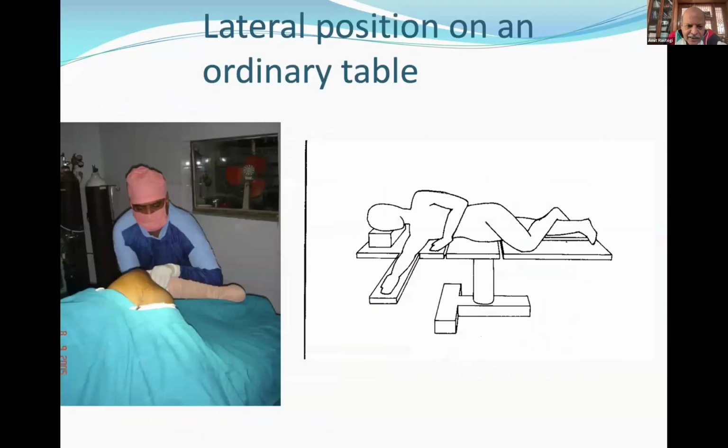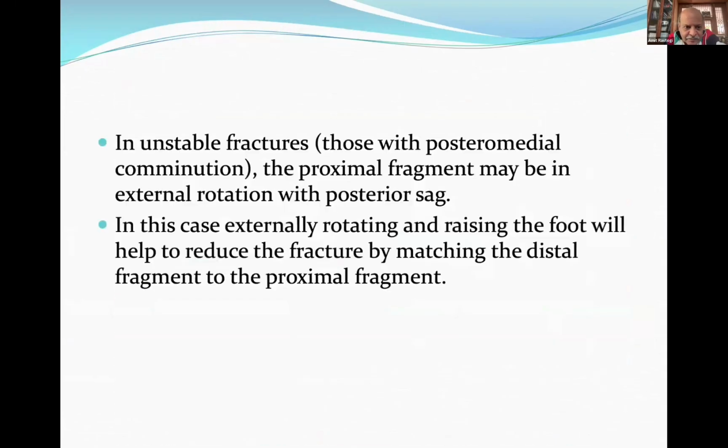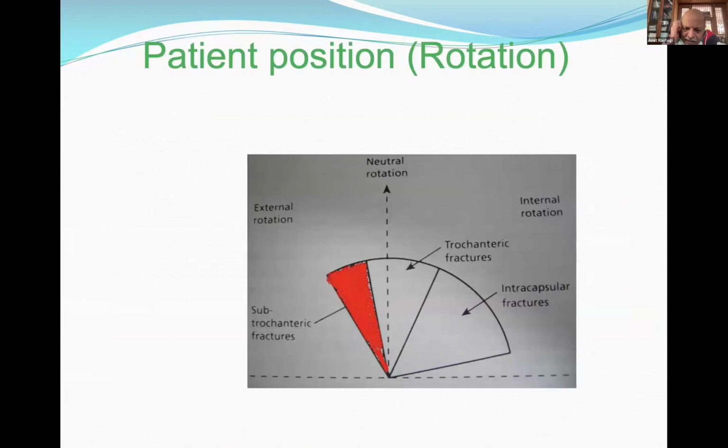And that's the best. I don't do any of my work on a lateral fracture table, but there are surgeons who are very, very fond of this position. I have no experience with this. So the proximal fragment may be in external rotation with the posterior sag. Most of the times this is what happens. And you've got the foot externally rotated and you can do a lot of maneuvers. We will come to that. But what is important here is the amount of rotation which you expect. If you've got a subtrochanteric fracture, you will be able to reduce it in external rotation.